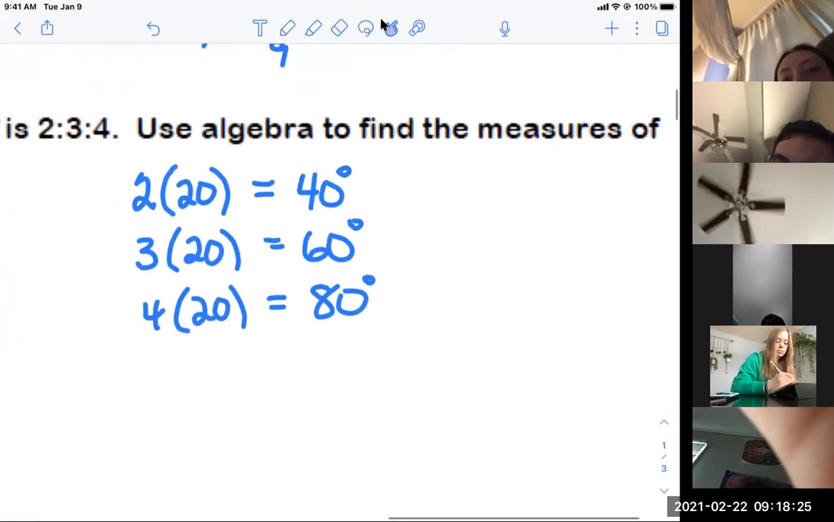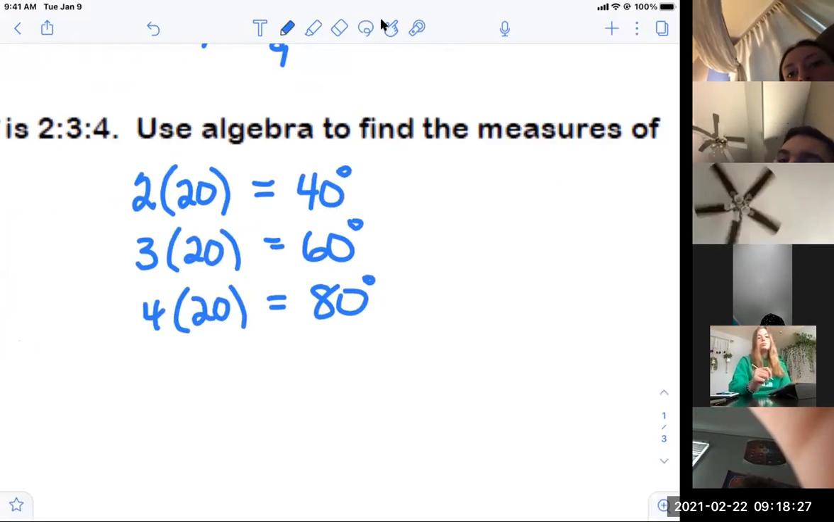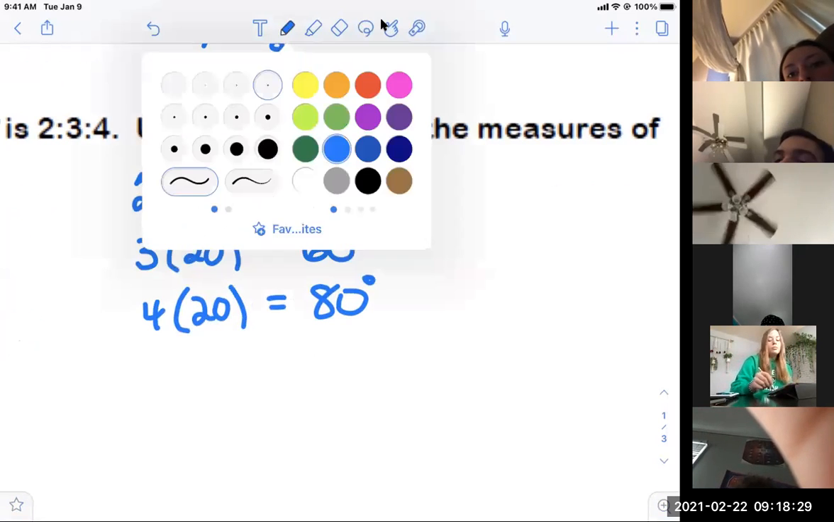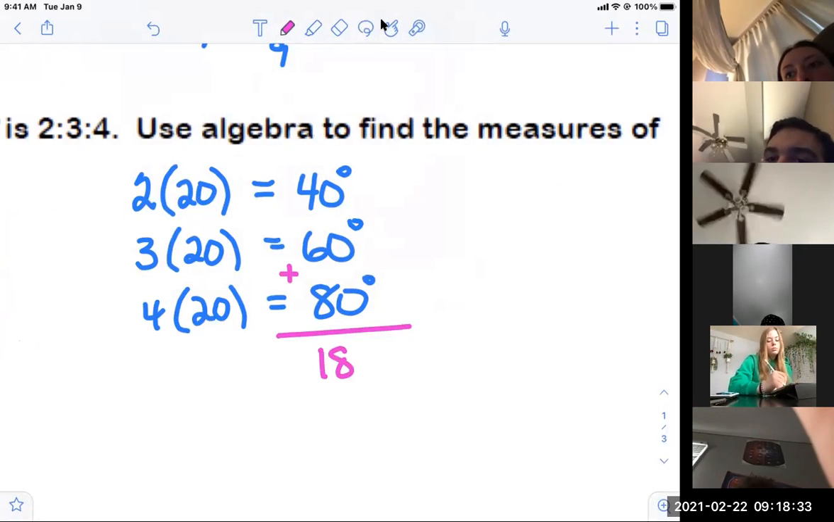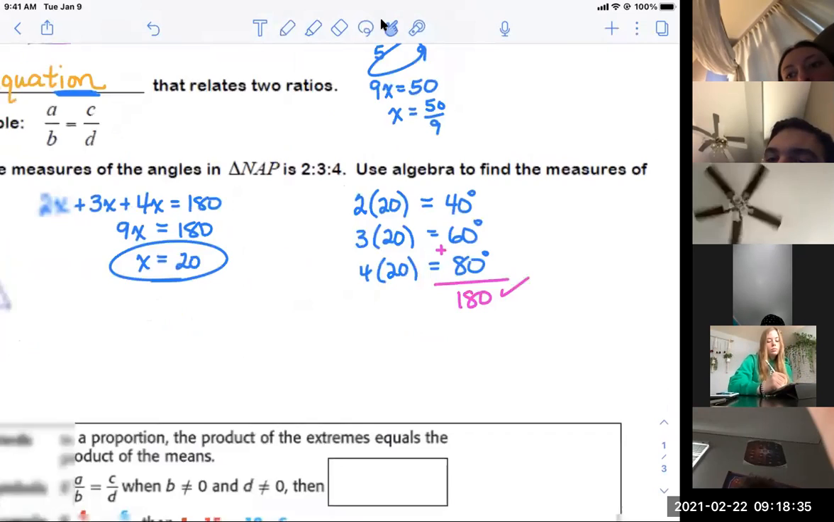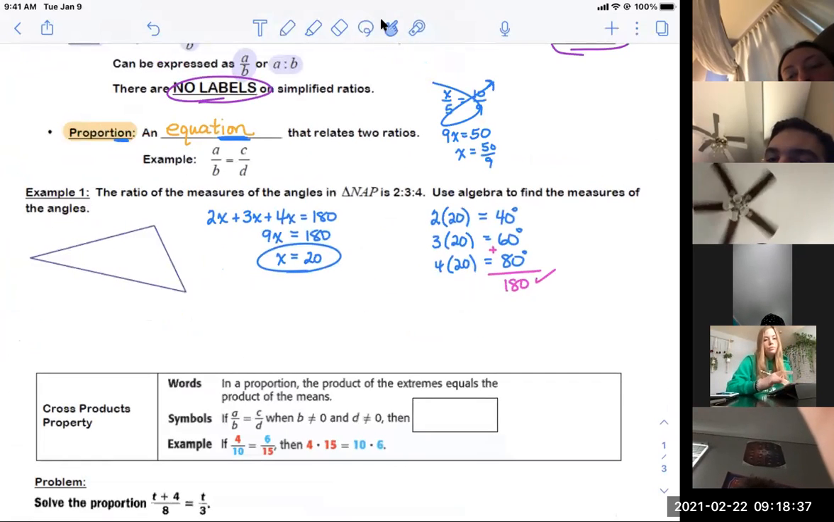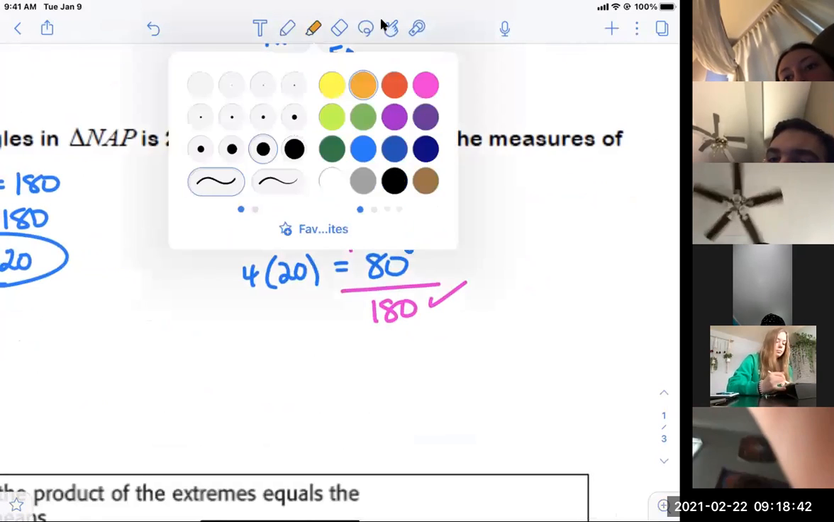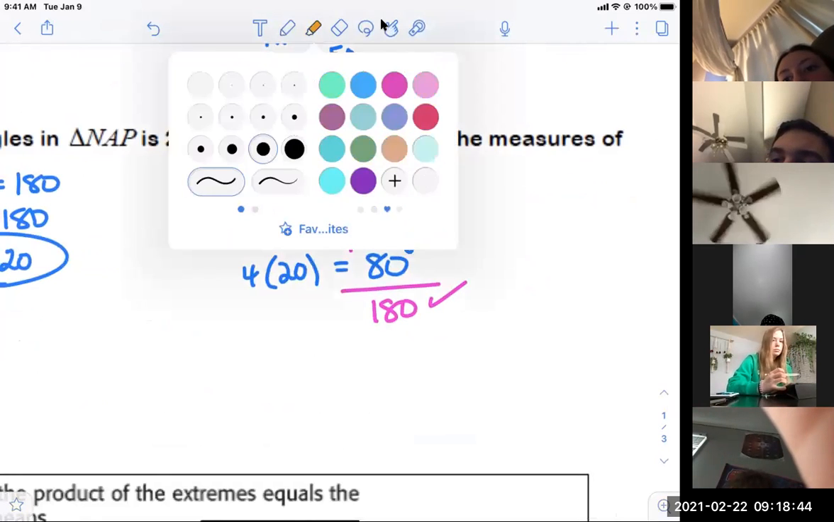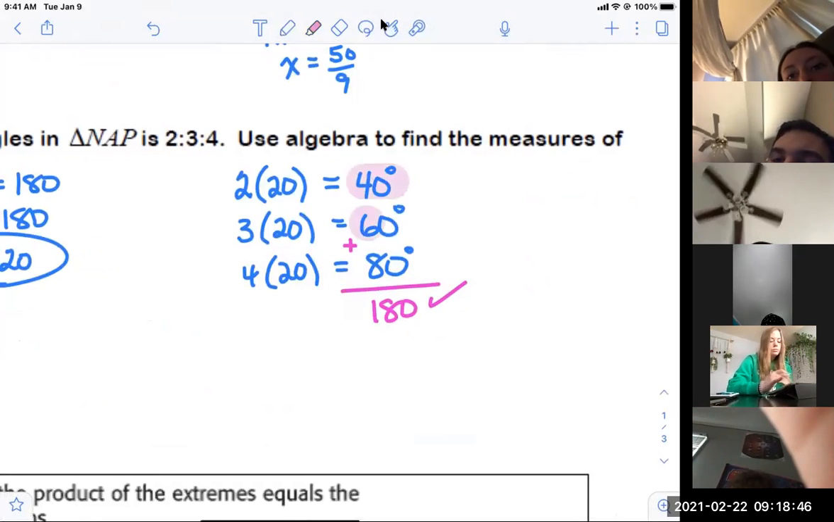Okay, and we can double check by making sure it really does add up to 180. So always, in problems like this, just do a quick check and make sure, yeah, 40, 60, and 80 adds up to 180, so that makes sense. These are not guess and check problems, okay? These are algebra problems. So your actual answer would be 40 degrees, 60 degrees, and 80 degrees. Those are your answers.